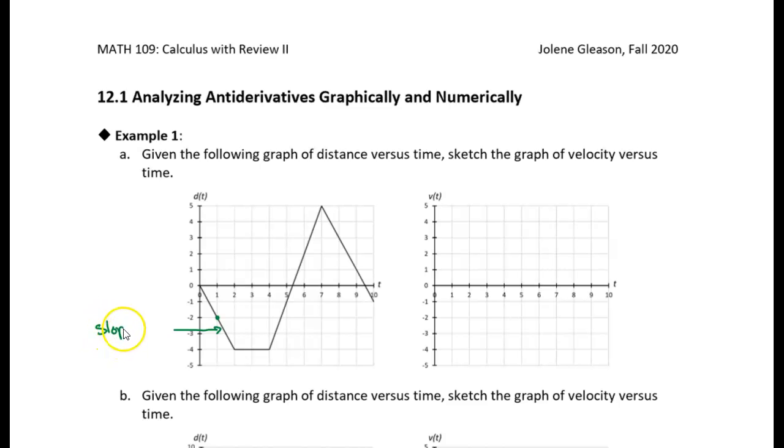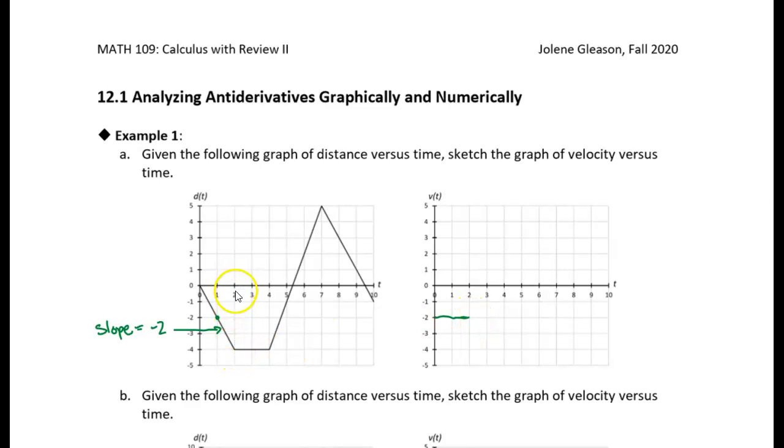So slope equals -2, which is the velocity. So I'm going to come over here and graph the velocity. Now it's constant, because the slope is constant for this section of the graph, and so over the first 2 seconds, the velocity is just a constant -2. I don't even know what the units are. Meters per second, feet per second, miles per hour, I don't know. All right, so there's the graph of velocity for the first 2 seconds.